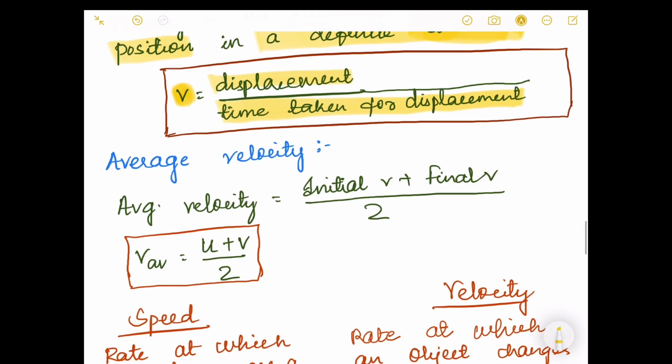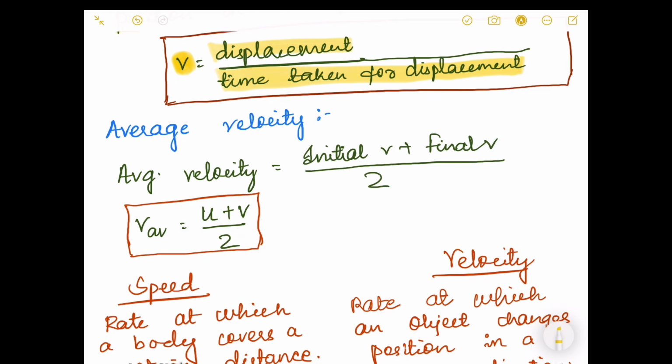Average velocity. In most cases of everyday life, velocity changes at a uniform rate. Then we use the concept of average velocity as initial velocity plus final velocity by 2. Here V refers to velocity. So V average can be written as V_av is equal to U plus V by 2.